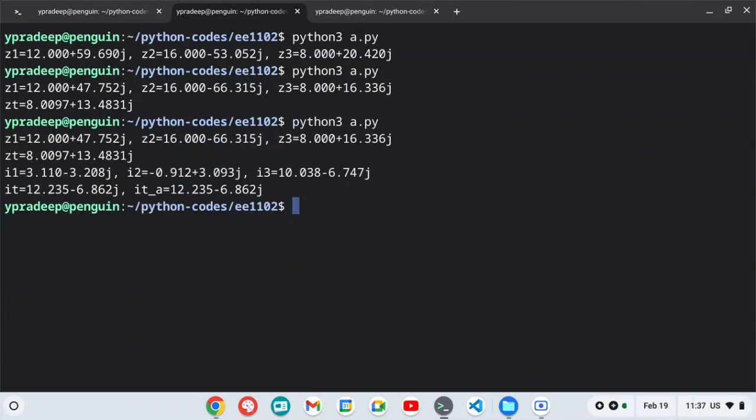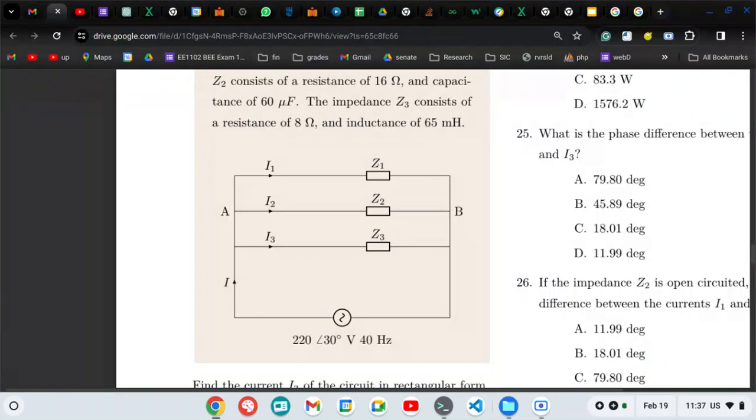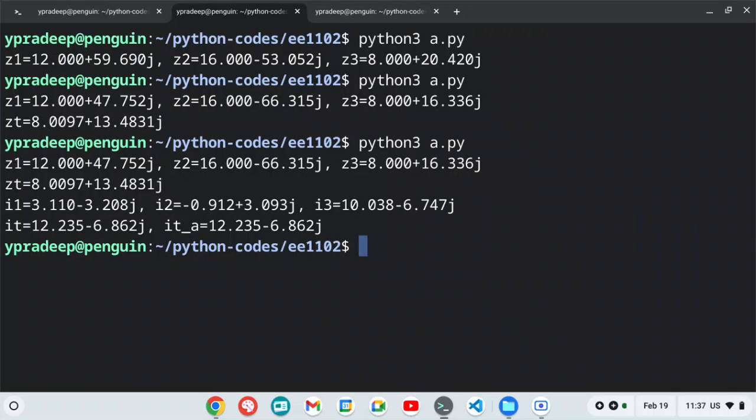So let's run this. So I got the answers. I1, I2, I3, three currents are there, and then I got the things like this. It is matching, right? So IT and ITA both ways it is matching. So let's continue. Are we looking at the questions or only the diagram? So what shall we do? Shall we calculate the power in each? Okay, let's calculate power in each.